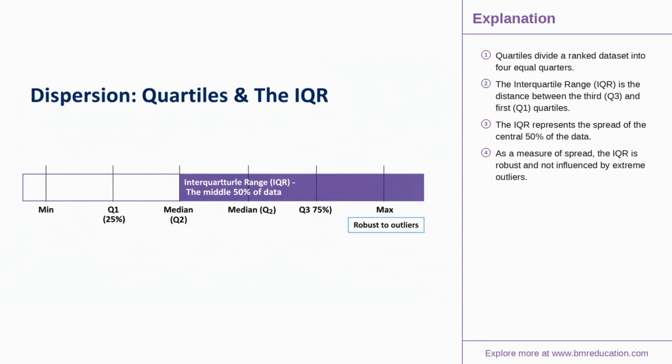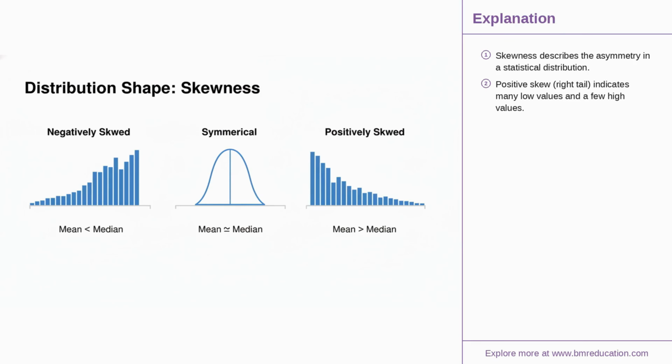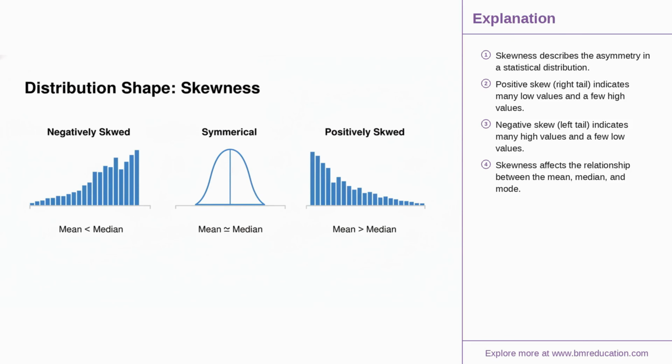The IQR is the range between the first quartile, Q1, the 25th percentile, and the third quartile, Q3, the 75th percentile. This range contains the middle 50% of your data and, crucially, is not affected by outliers, making it a robust measure of spread. Beyond center and spread, we must also consider the shape of the data's distribution.